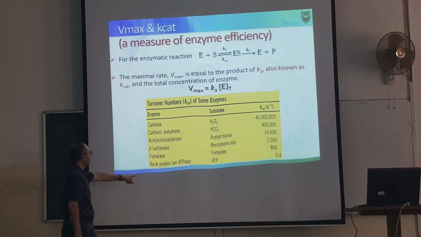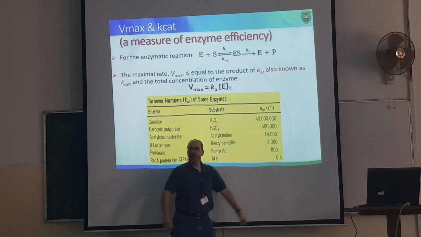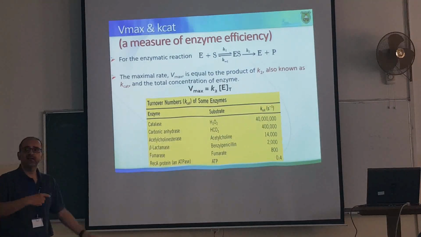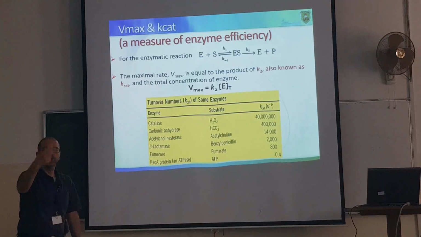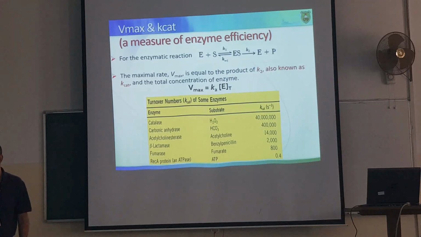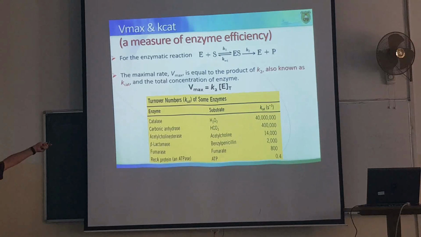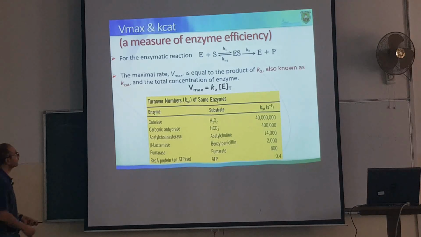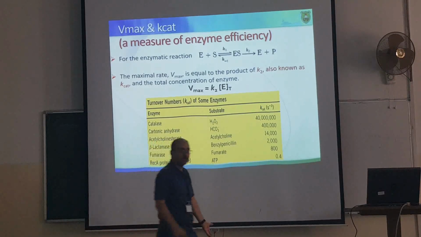Look at this enzyme. NDPS, 0.4. What does it mean? It means that it can catalyze almost 2 reactions per second. It is so inefficient. 2 reactions versus 40 million. Subhanallah. But that's what it is. That's K-cat.